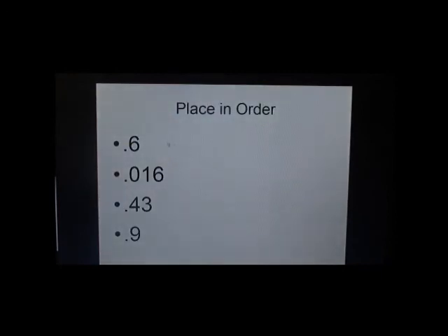Well, let's take a look at these 4. Okay, we have 6/10. This is called 16, and the last digit in the numerator comes out to the thousandths place. That's how we can identify the denominator. 43, and the last digit is in the hundredths place, and back to the tenths place again, 9/10. Well, if we were placing them in order, let's go from largest to smallest.